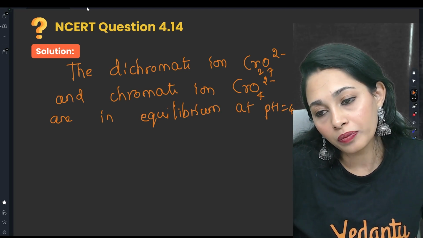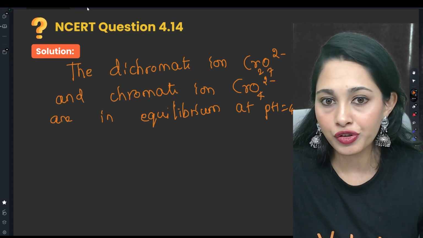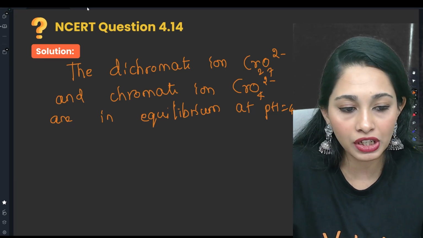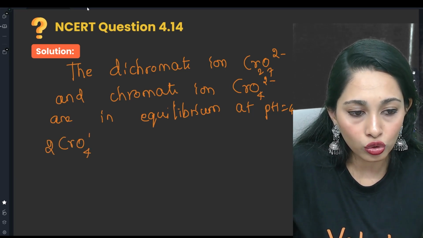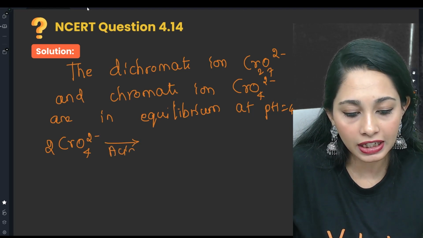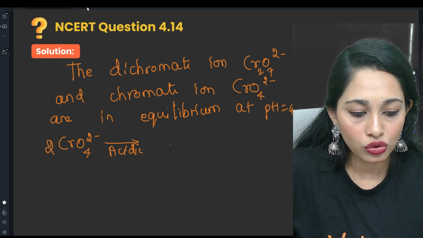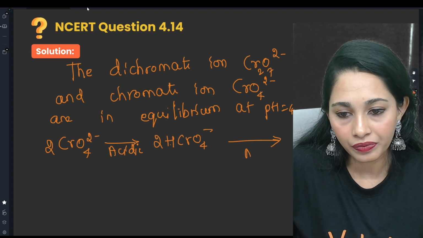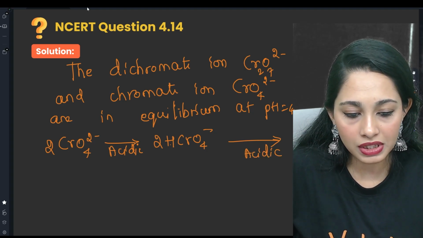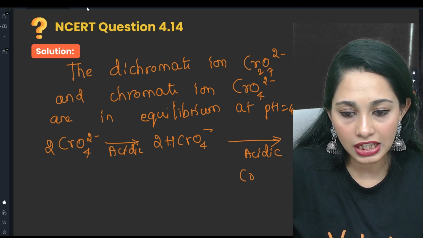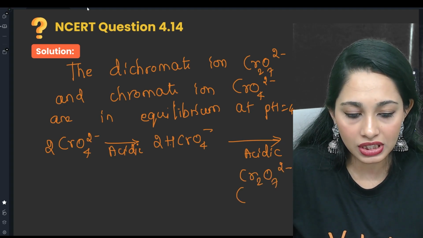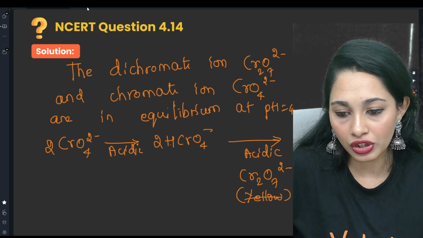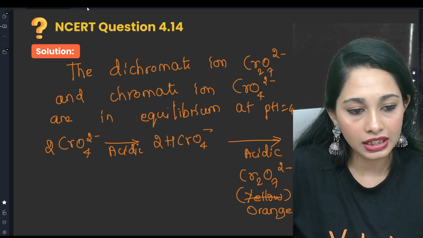pH 4. So pH 4 indicates acidic pH. Below 7, it indicates acidic pH. Above 7, it indicates basic pH. So 2 CrO4 2 minus, when the medium is acidic, will become 2HCrO4 minus, and it becomes Cr2O7 2 minus. This is dichromate, which is orange in color, and chromate is yellow in color.